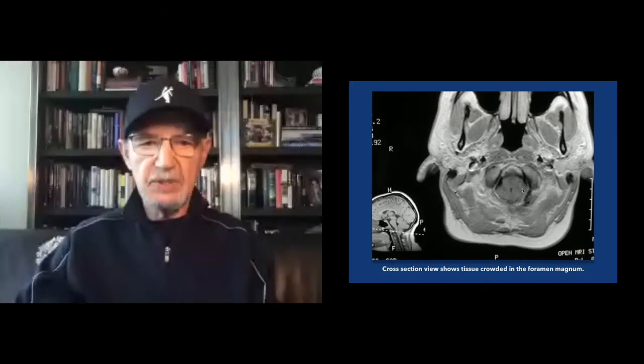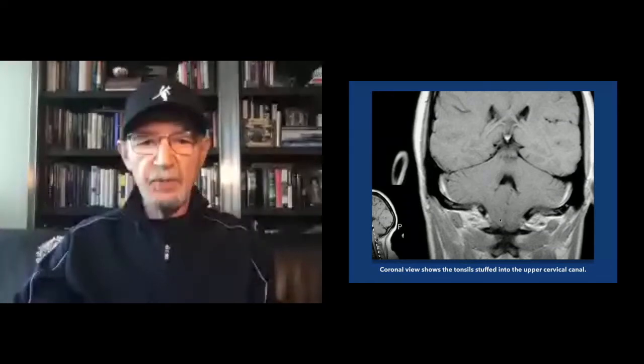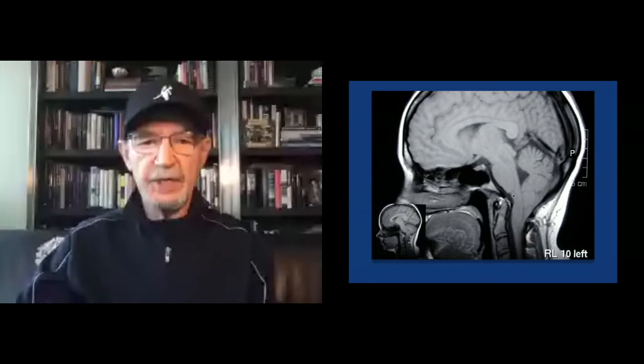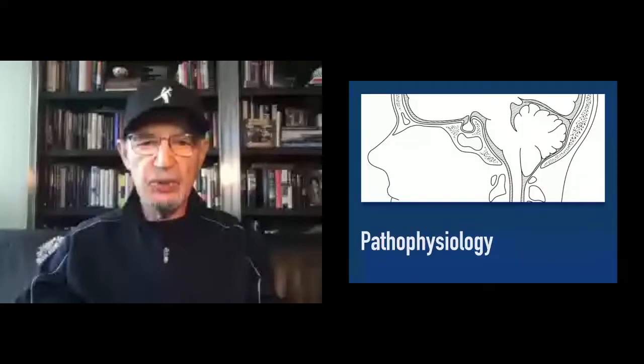This is a cross-section through that in the same patient, stuffed with neurologic tissue. These are the tonsils. This is the brain stem. Here's a front shot, the tonsil on the left was greater than on the right, but really shoved down, if you will, into the upper cervical canal. And here's an even more severe situation. Tonsils are pointy. They're hanging all the way down. They're stuffed. They're down to C2. The brainstem is being goosed. So what does that cause?